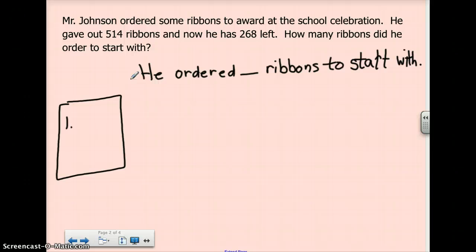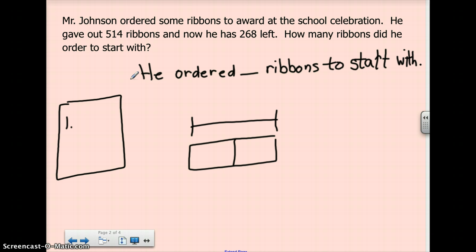So this one gives us some information. We know that we have 514 ribbons, and he gave out 514, and he has 268 left. It makes me think of a think board, and this is a part whole think board. So the kids figure out, knowing that this is the whole, up here's the total, these two parts: he gave out 514, and I make a little note, gave out, and he has 268 left.